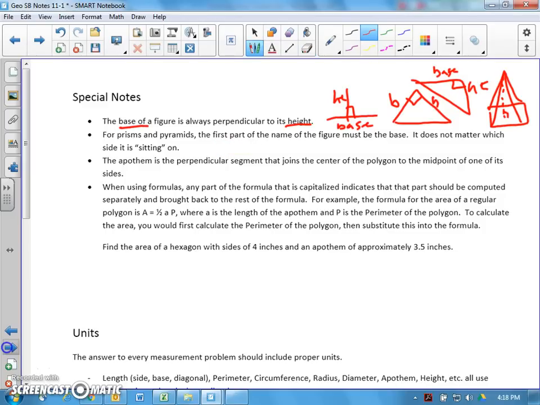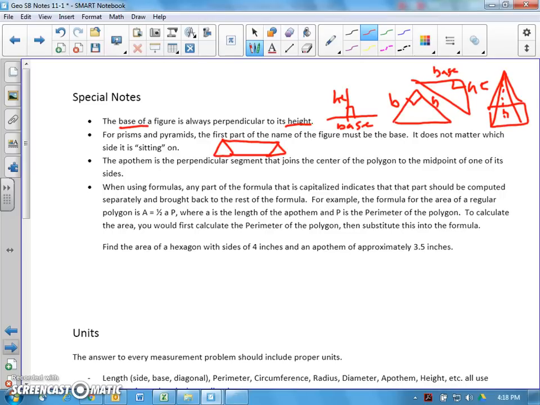The biggest problem comes with things like this. If I have a triangular prism and I have it laying this way, it's sitting on a rectangular side, but my base is still the triangles. Your bases, if you have more than one, are always parallel to each other. So if you have two parallel sides, those are going to be your bases.